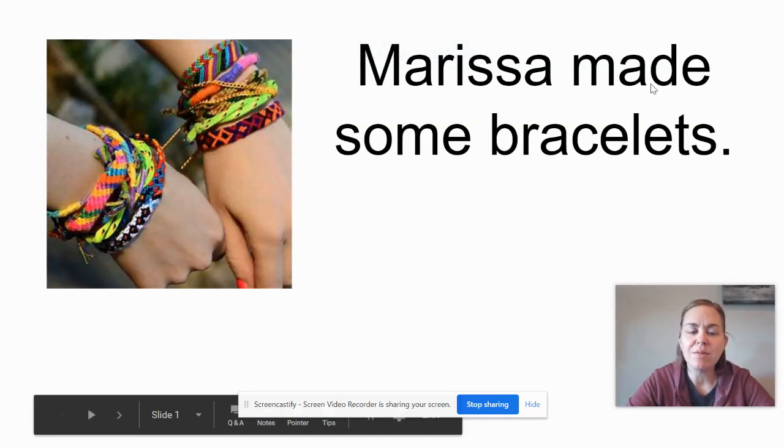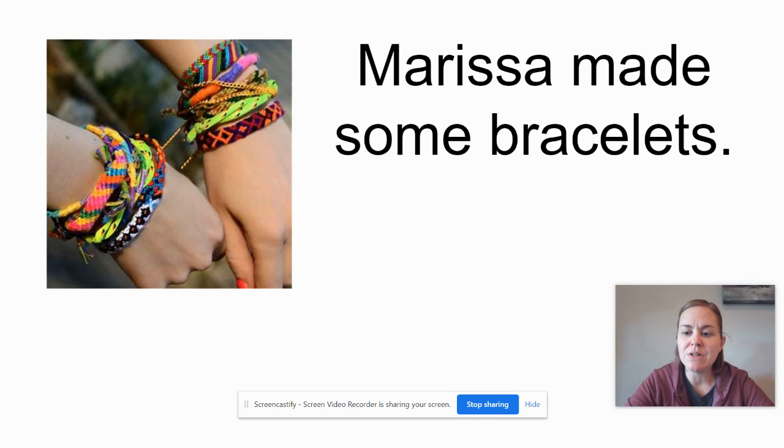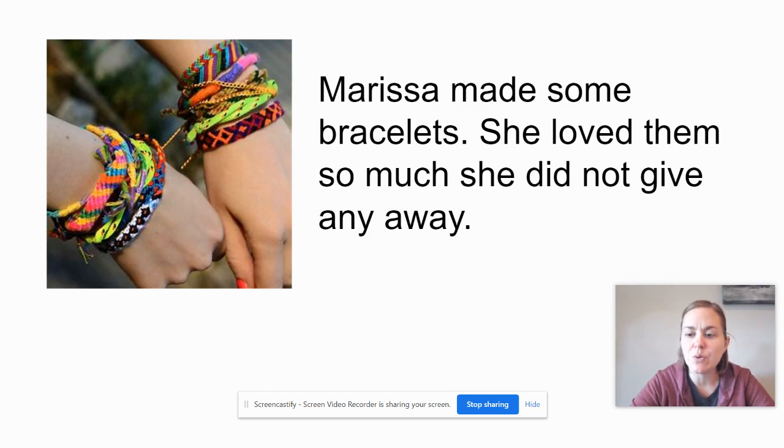Let's take a look at our problem solving lesson that we're going to be doing today, Tuesday, May 5th. This one is about Marissa, and she is making some bracelets. So I thought I'd show you a picture of some cool friendship bracelets that Marissa might be making. We don't know how many bracelets she's making, but let's think about what's happening in our story.